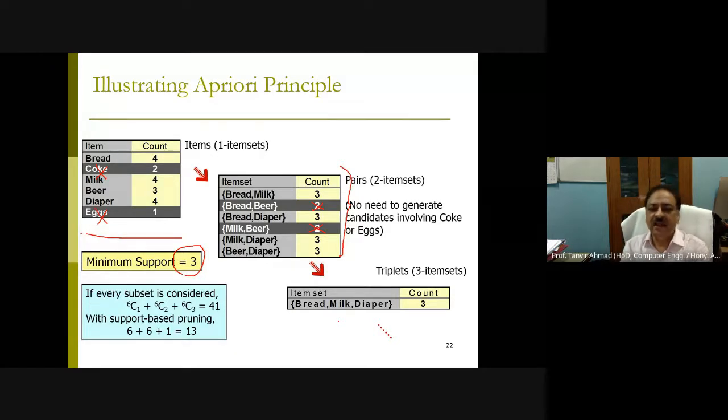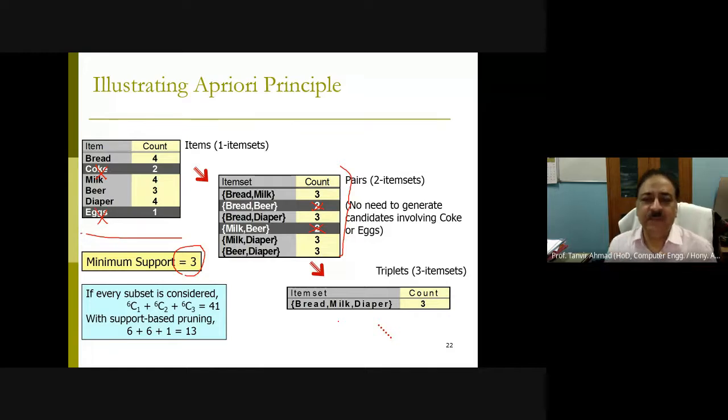And then I again find the triple item sets. That will be triplets. Again, I told you how you are going to do it. You will combine bread milk with bread diaper, and you will get bread milk diaper. Then you are combining this with this, and this with this. You combine bread milk with bread diaper, you will get bread milk diaper. You combine bread milk with milk diaper, you get bread milk diaper.